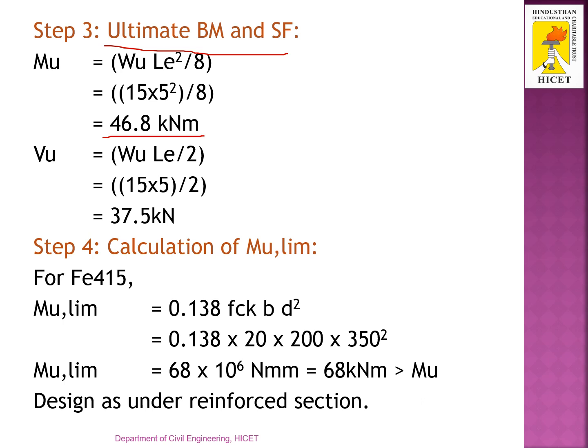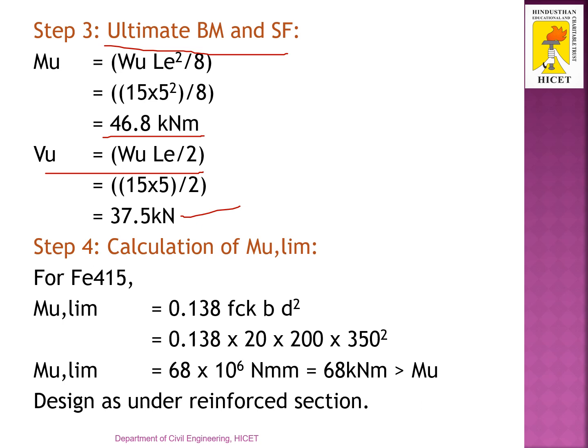The ultimate shear force can be calculated by using the formula WU LE divided by 2, because our beam is a simply supported beam carrying UDL. So WU value is equal to 15, LE is equal to 5. So 15 into 5 divided by 2, the value of ultimate shear is equal to 37.5 kilonewton.